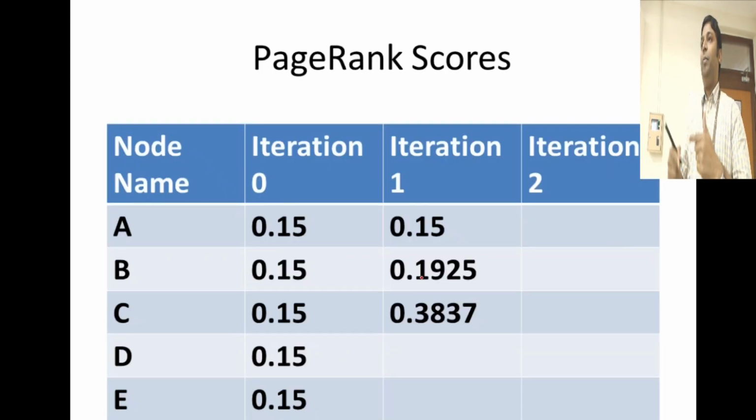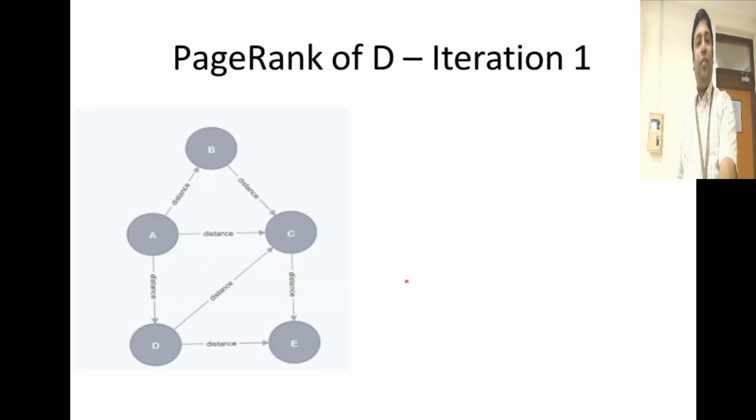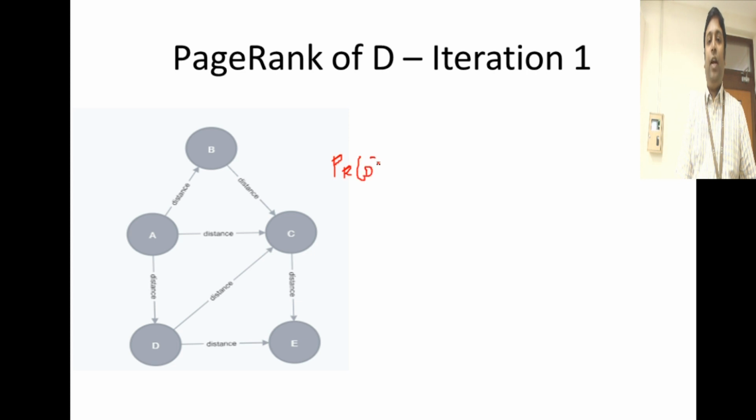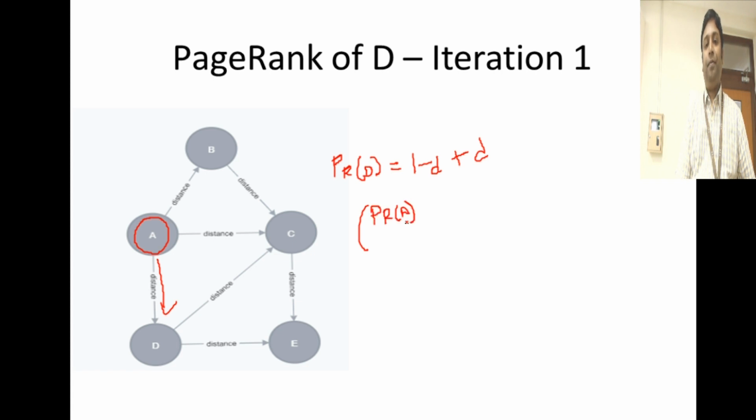So like that we have to keep populating the table. Let us compute the page rank for D. What is the page rank for D? So what is it that we have to do? Take the graph. So when you say page rank for D, you can very well go and write this. 1 minus d plus d. What are the incoming nodes to D? There is one incoming and it is from A. So it is page rank of A divided by how many outgoing links from A? 1, 2, 3. So you have 3 outgoing links from A.